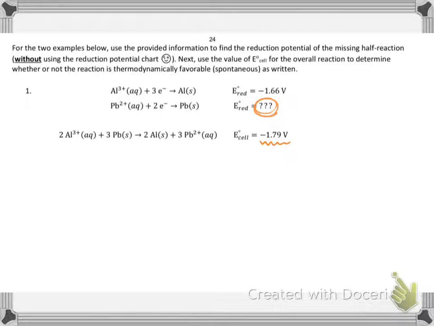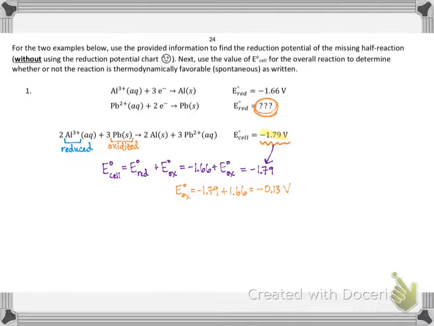So let's try it. First, we want to start off by figuring out what's being oxidized and what's being reduced so that we can plug it into the cell potential equation. We know, of course, cell potential, you just add up the reduction and the oxidation half potentials, but we don't have both of those. So let's plug in the one that we know. So we don't have enough information yet to find the oxidation half reaction, but we did know what the overall thing should add up to be. So now we just solve for the thing that's missing, the oxidation potential.